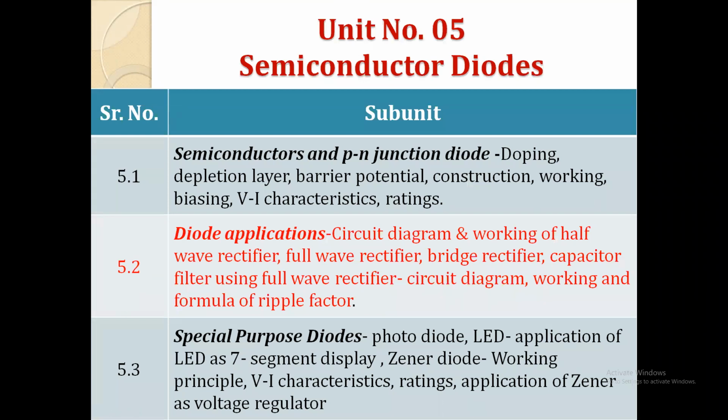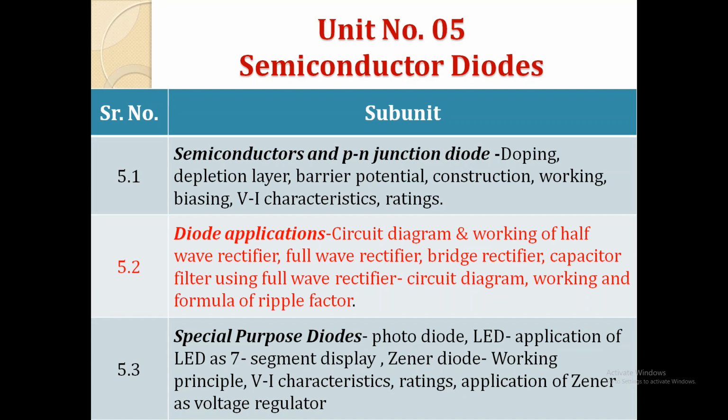the syllabus of this topic, semiconductor diode, actually there are total three subunits. If you try to read it, then you will get the thing here. The first subunit is semiconductor and PN junction diode. In that, doping, depletion layer, barrier potential, construction, working, biasing, VI characteristics, and the ratings. These are the concepts. These are the points.